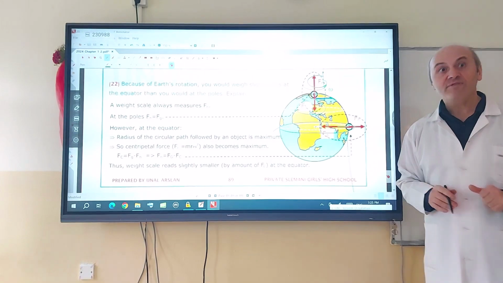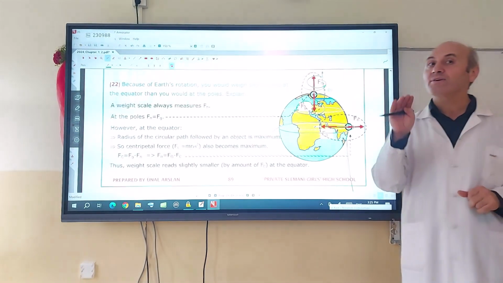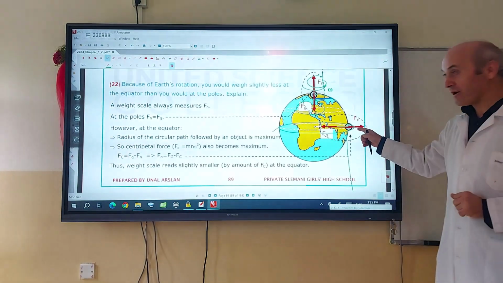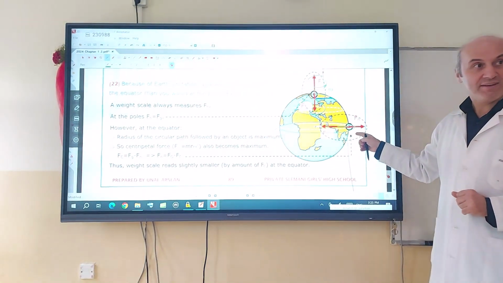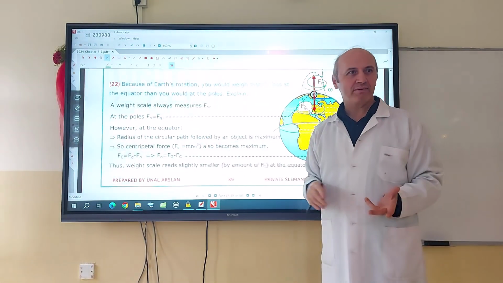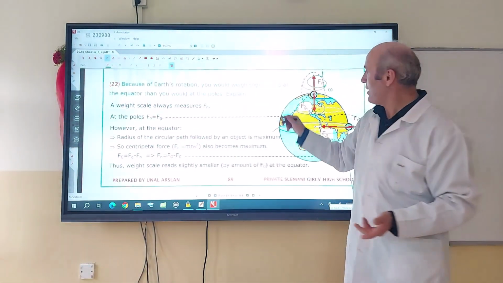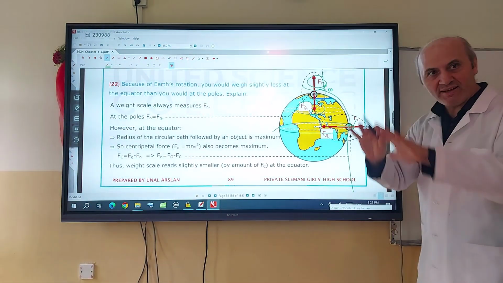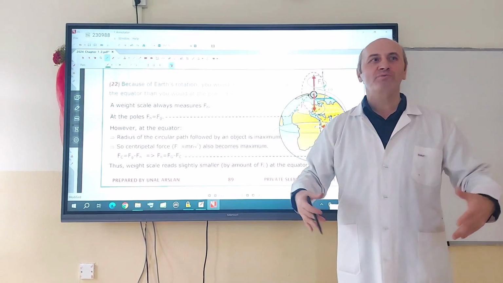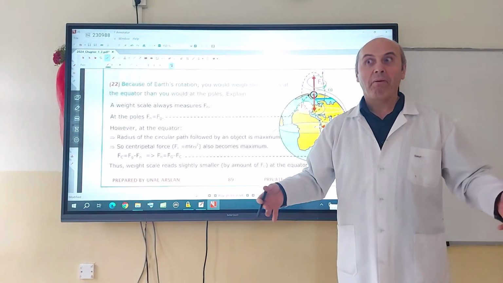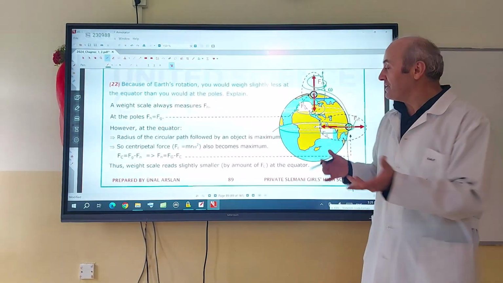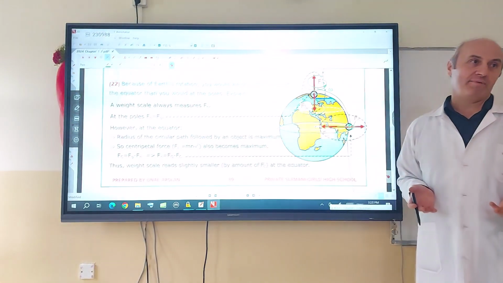We learned that the force which is away from the center is going to be less than the force towards the center. So at the equator, Fn is less than Fg. But at the poles, they're equal. What happened to Fn? Decreased. When you move from the poles to the equator, Fn decreases. So the reading of your scale is decreasing, and you are losing weight. You think you lost weight, but it's not a fact. It is because of the circular motion of your body.